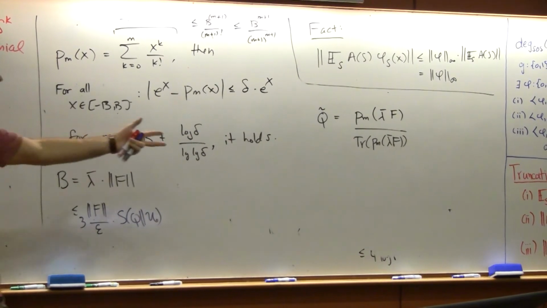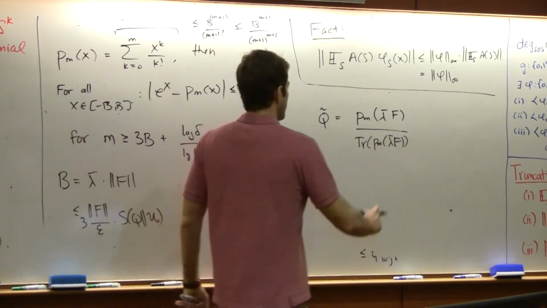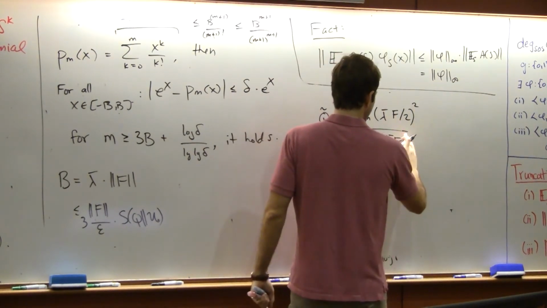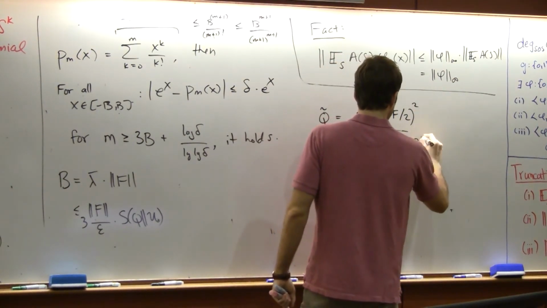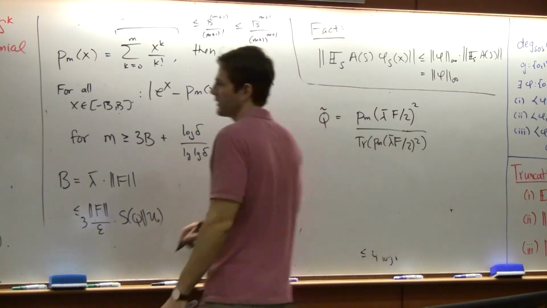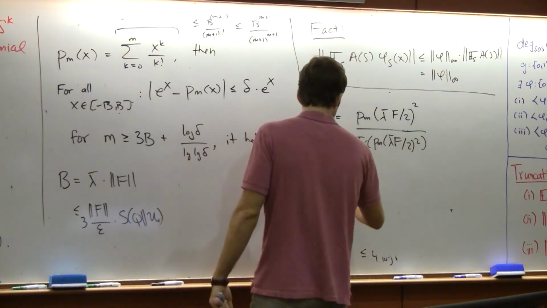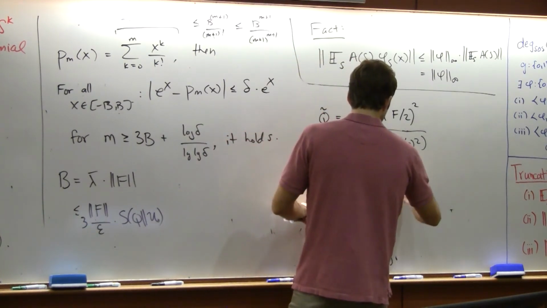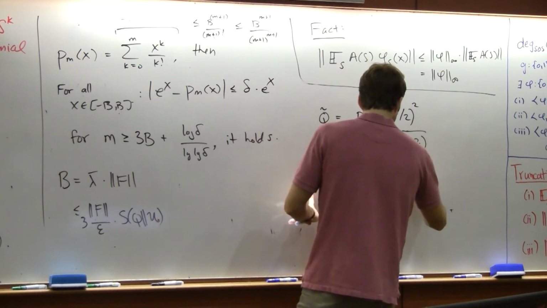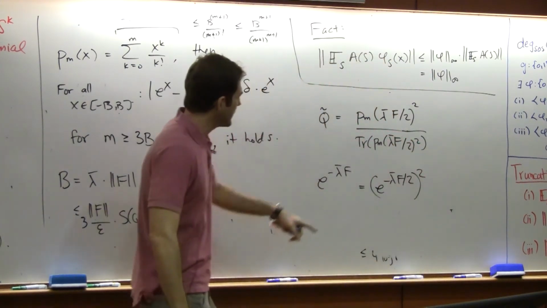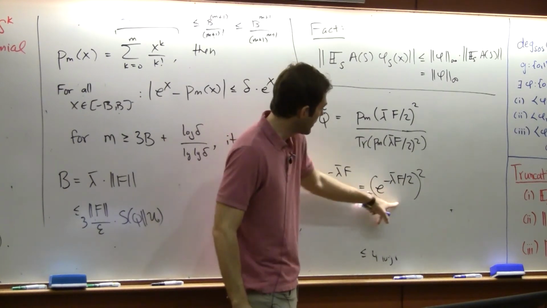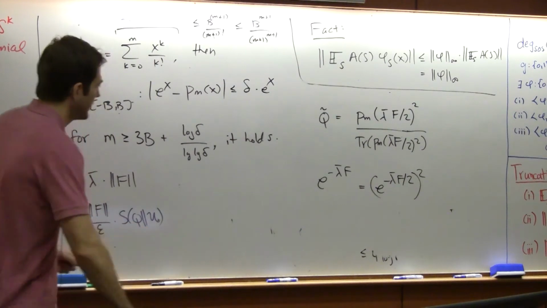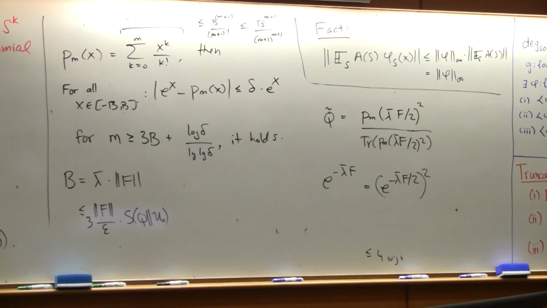But this is not the square of a polynomial. So instead we just divide by 2 and then square. This is just using the fact that you write e to the minus lambda bar f as e to the minus lambda bar f over 2, squared. Then you approximate this by a Hilbert polynomial, and then you square that thing. So that's the whole proof.